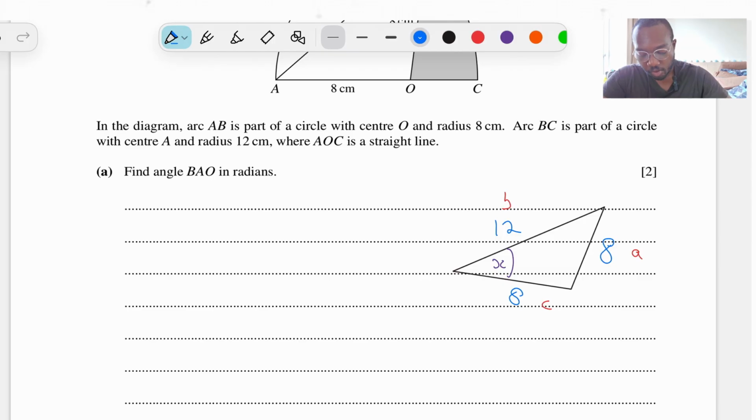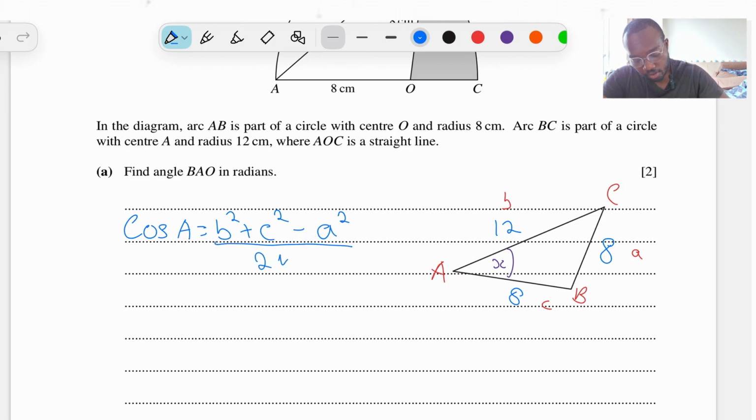So what is the cosine rule? Well, let me also label this. This is capital A, this is a capital B, and this is a C. The cosine rule states that cosine A is equal to B squared plus C squared minus A squared, and that is not all of it, this bit is over 2BC.